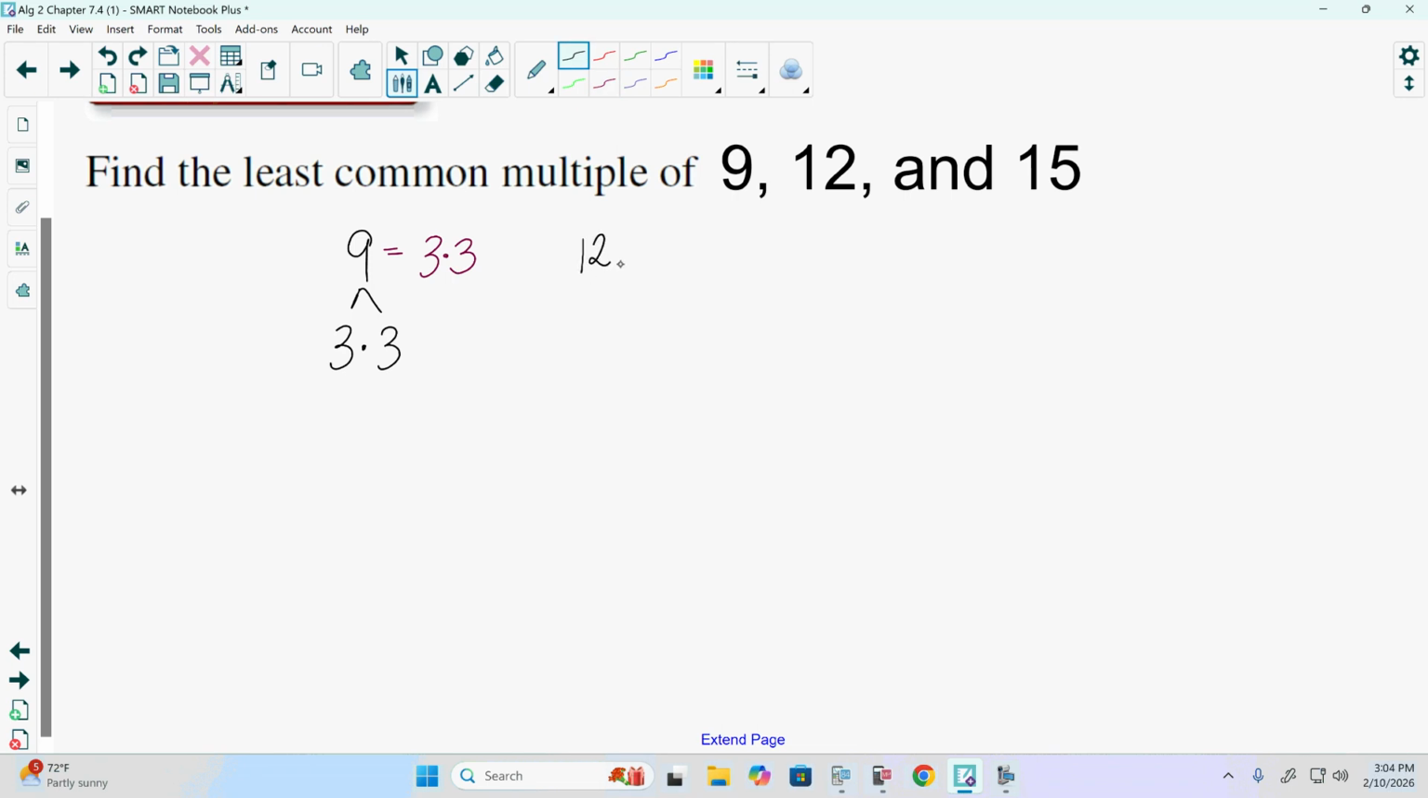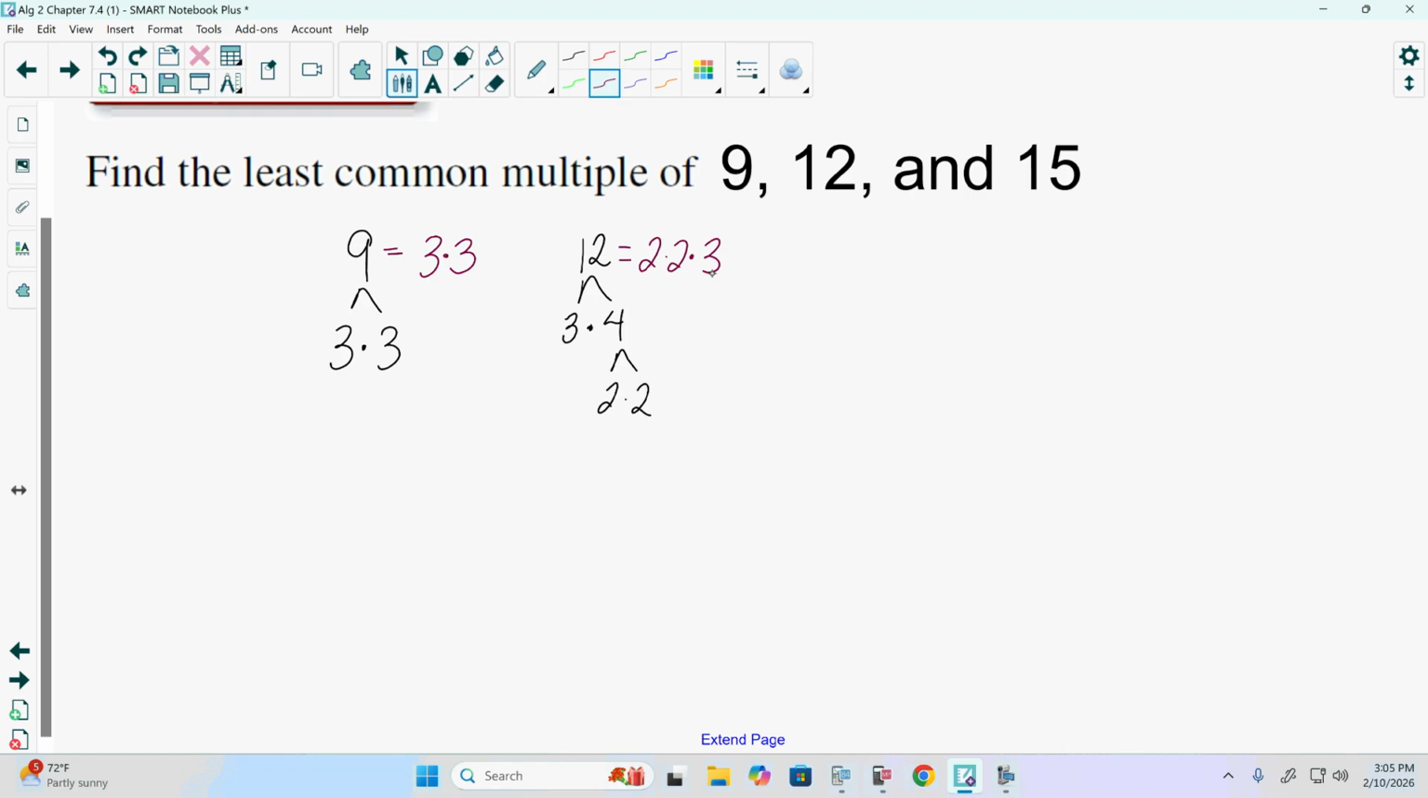Our next number is 12. 3 times 4 is 12, yes? 3 is prime, is 4 prime? What's 4? 2 times 2. So we have 2 times 2 times 3. Now the way you write it really doesn't matter. I write it from smallest to larger numbers. 2 times 2 times 3. Questions on the factored forms of 9 and 12?